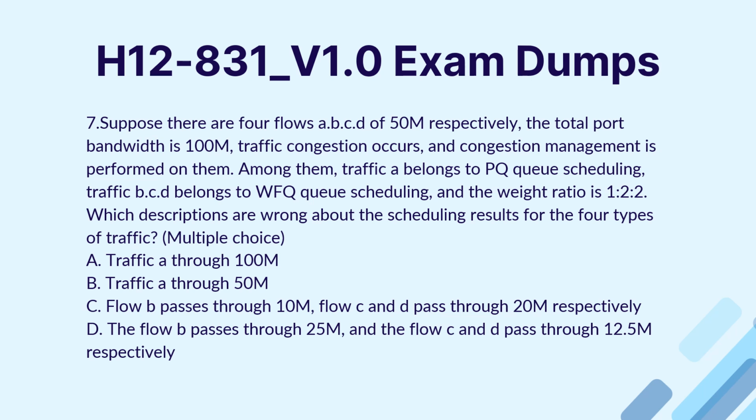Multiple choice. A. Traffic A passes through 100 M. B. Traffic A passes through 50 M. C. Flow B passes through 10 M. Flow C and D pass through 20 M respectively. D. Flow B passes through 25 M, and flow C and D pass through 12.5 M respectively.